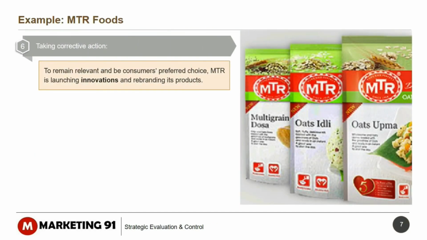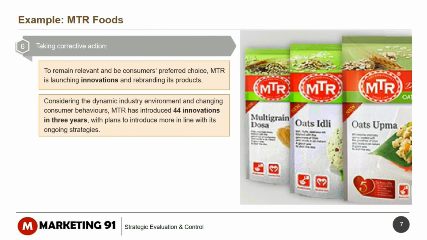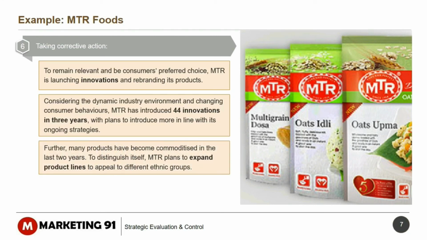Taking corrective action. To remain relevant and be consumers' preferred choice, MTR is launching innovations and rebranding its products. Considering the dynamic industry environment and changing consumer behaviors, MTR has introduced 44 innovations in 3 years, with plans to introduce more in line with ongoing strategies. Further, many products have become commoditized in the last 2 years. To distinguish itself, MTR plans to expand product lines to appeal to different ethnic groups.